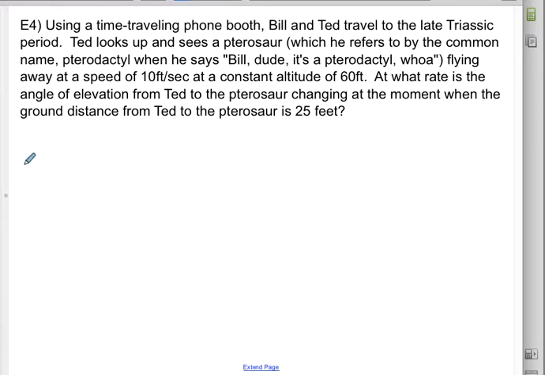All right, E4. Using a time-traveling phone booth, Bill and Ted travel to the late Triassic period. Ted looks up and sees a pterosaur, which he refers to by the common name pterodactyl, when he says, Bill, dude, it's a pterodactyl.